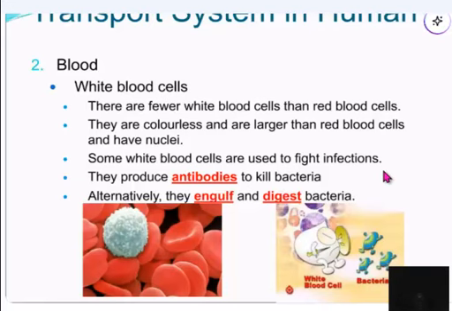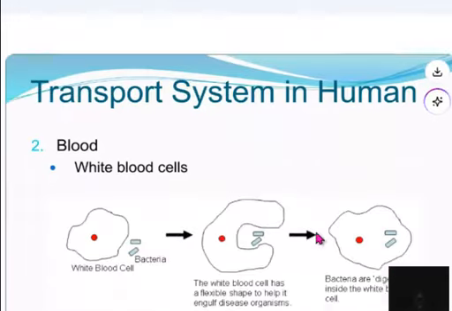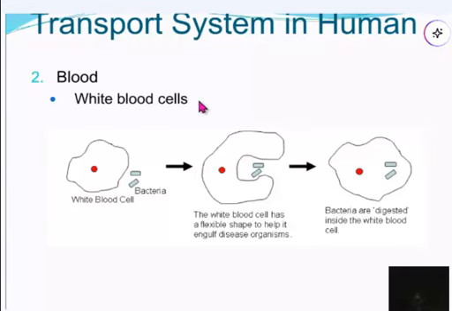Alternatively, they engulf and digest bacteria. That's another function. You can see the white blood cell and the bacteria. The white blood cell has a flexible shape to help it engulf disease organisms. That is, it can move just like a cloth that you can use to cover something. So they can engulf, just like you can wear a cloth on the body. So that is why you see they have this engulfing.